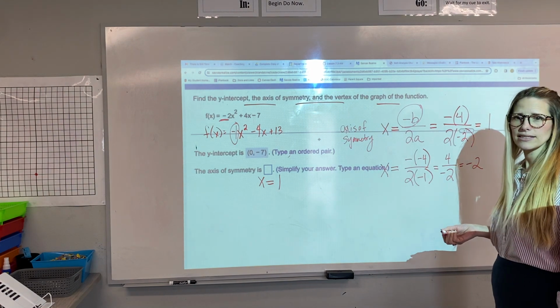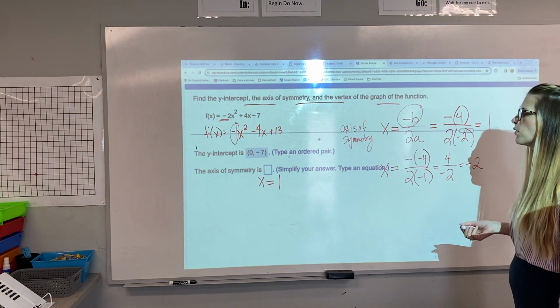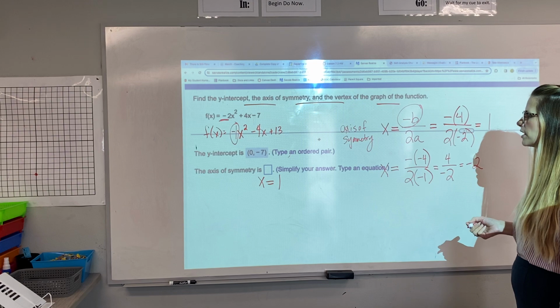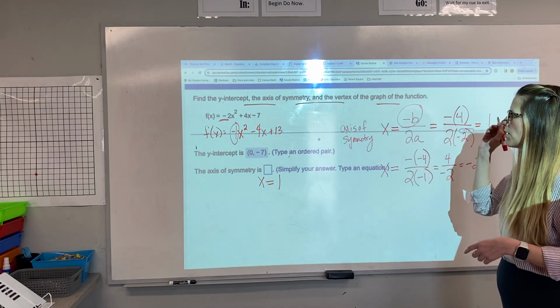Did everybody get their axis of symmetry? Good. Are you good, Kelly? Yeah. Okay, now that we have the axis of symmetry, that's what we use to find the vertex.